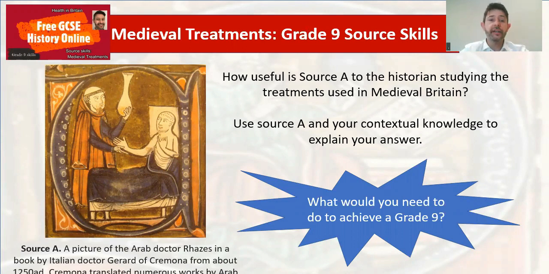So we've got our source here, got our picture source, we've got our provenance beneath it, but you might be wondering, what do you need to do to achieve a grade 9? What are the skills you need to show? And it's a little bit complicated with the source question, particularly for AQA. You've got to show a lot of different skills.